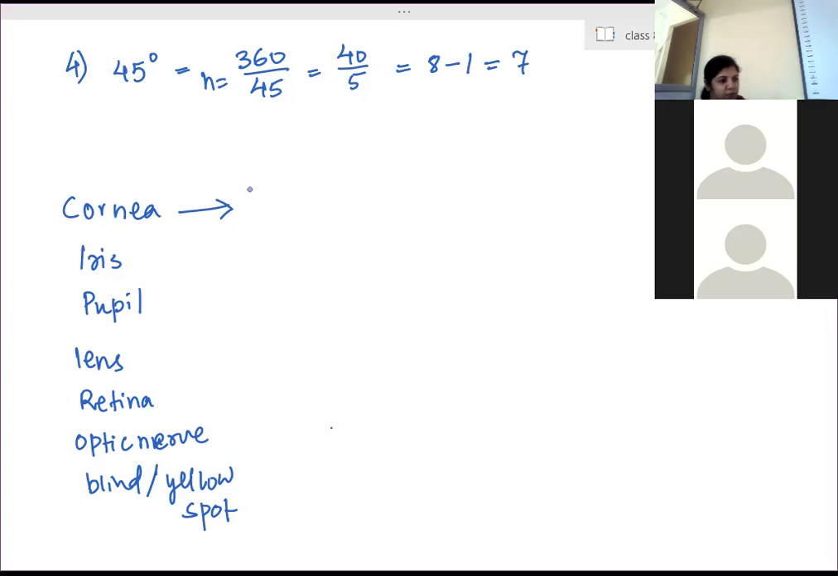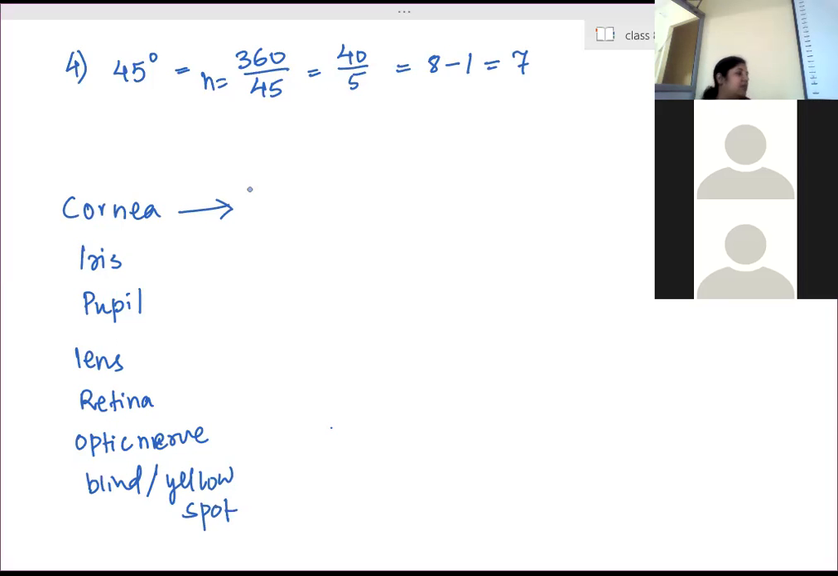Then defects of the eye: myopia and hypermetropia. Myopia is also called short-sightedness. The person can see nearby objects clearly, but far away objects cannot be seen clearly. This happens because the image is formed in front of the retina. This defect is corrected by using spectacles having concave lens.